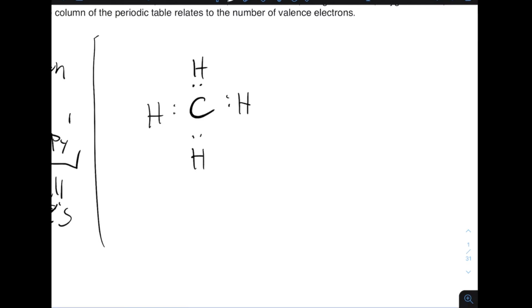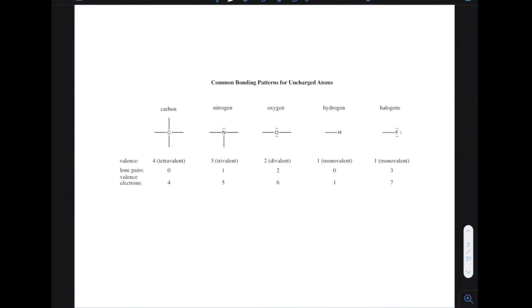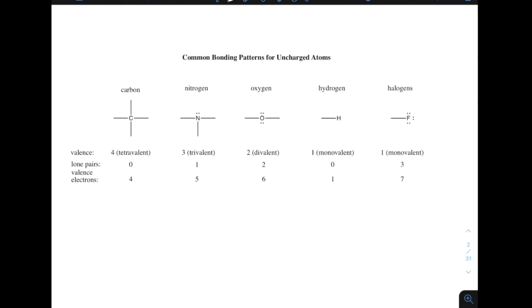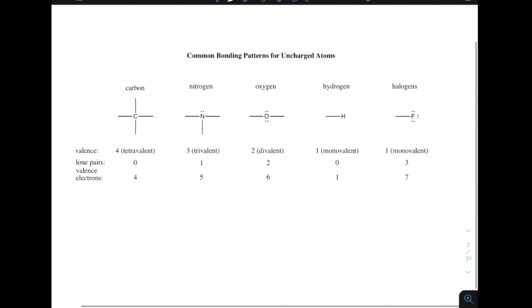So another way we can draw this out, right, is that instead of drawing 2 dots for 2 electrons, we will just draw a line instead, which tells us that there are 2 electrons between carbon and hydrogen, right? So what I have here for you guys is just, as stated, common bonding patterns for uncharged atoms. So with carbon, as we just discussed, it has 4 valence electrons, so it can make 4 bonds.